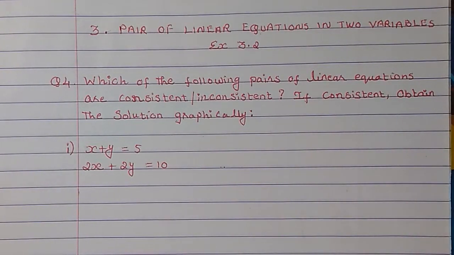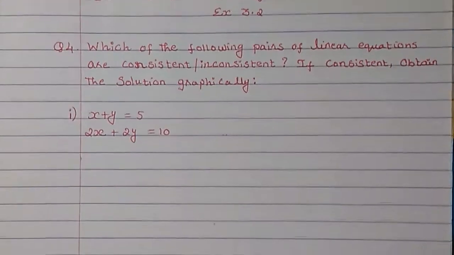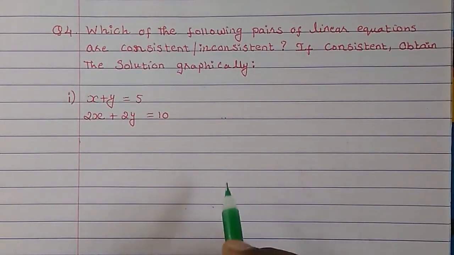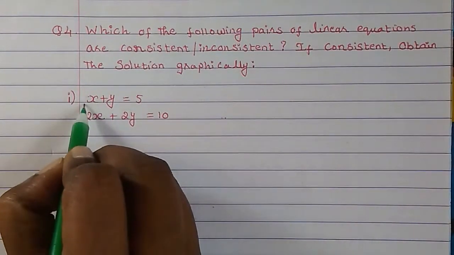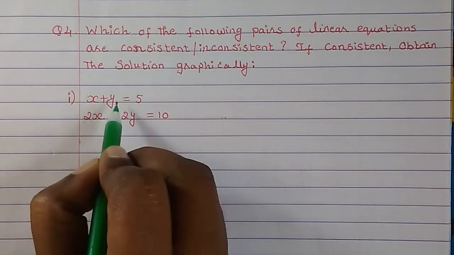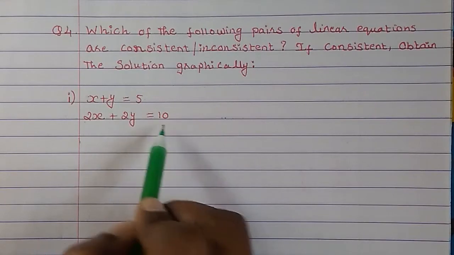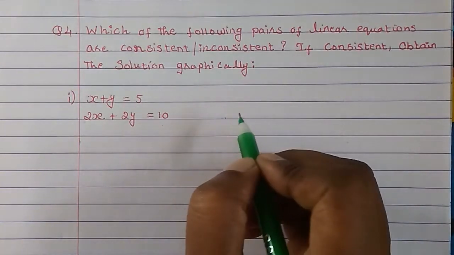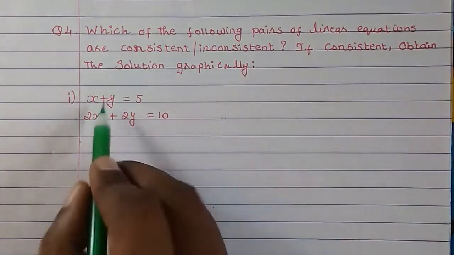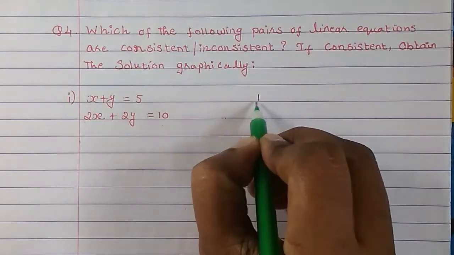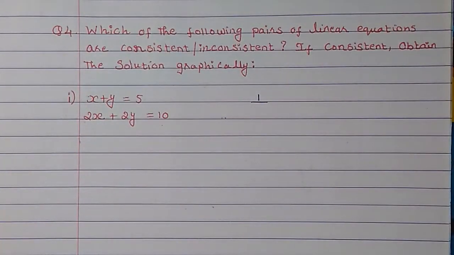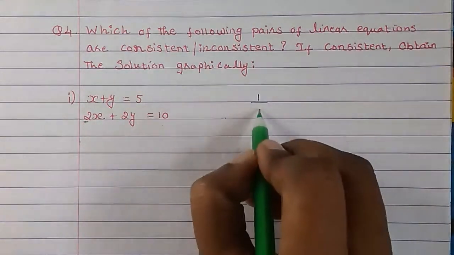Exercise 3.2 question 3 we have done to find out consistent and inconsistent. So in the same way we have to do. So we know that this is A1, this is A2, this is B1, and this is B2, and this is C1 and C2. So let's write down the ratio here. So our A1 is 1, and A2 is 2 here.